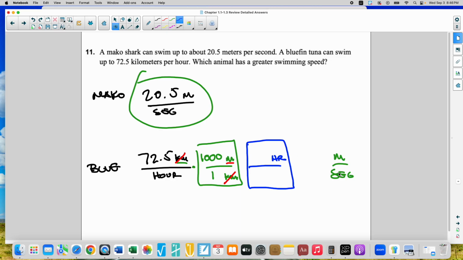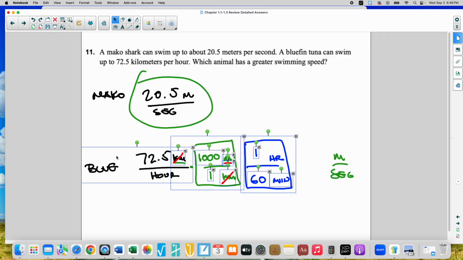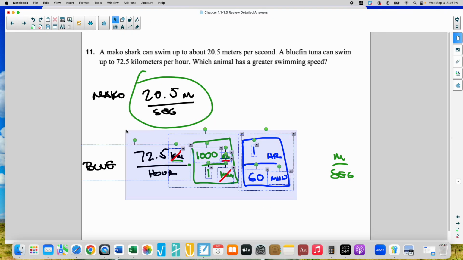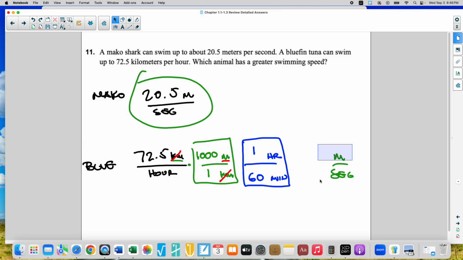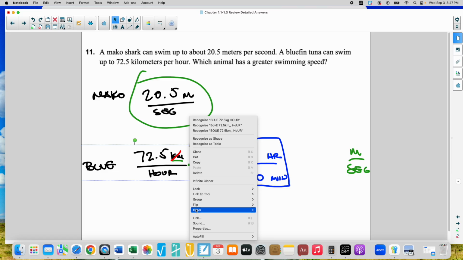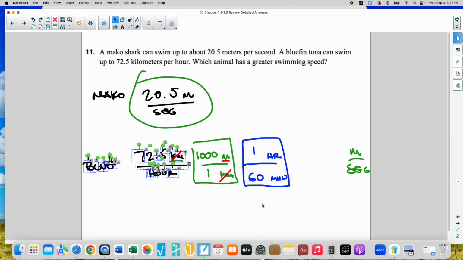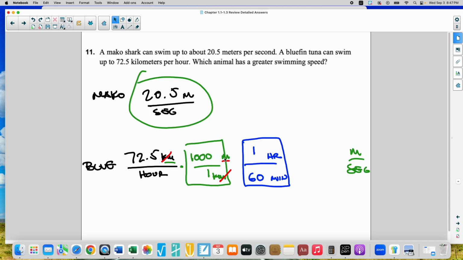Can I go hours to seconds? No, I can go hours to minutes. So how many hours, how many minutes? 1 hour, 60 minutes. We're going to have to move this over a little bit. We have to move this over. Oh, it's not going to let me. Let's move this over. Let's ungroup that. No, I don't want that. I want this. Let's move that over. Yuck. Oh my goodness. Mr. Max making it hard.